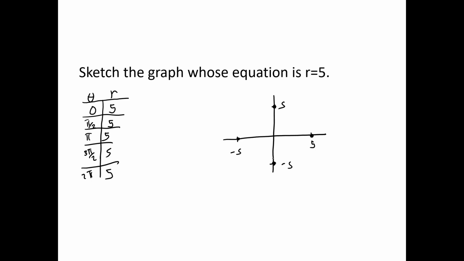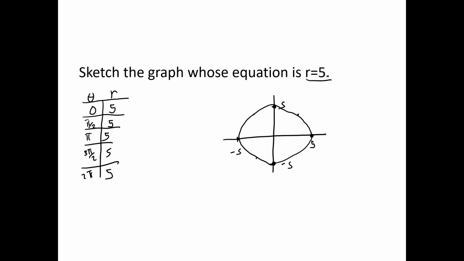And so no matter how much I rotate, I always walk out 5. And so then what you should see is that this is a circle. And that's one of the nice things about polar coordinates. The equation of a circle is very simple. r equals 5, right?